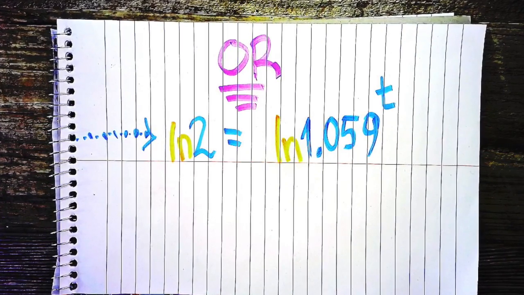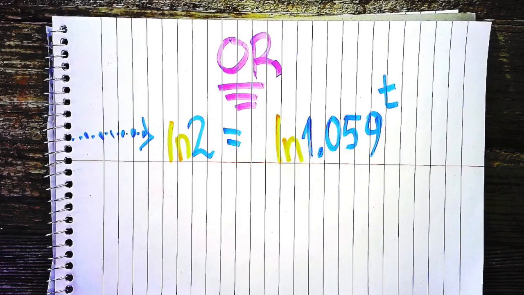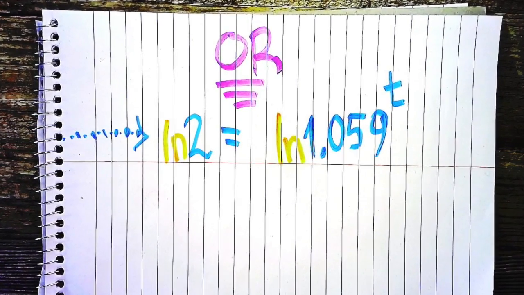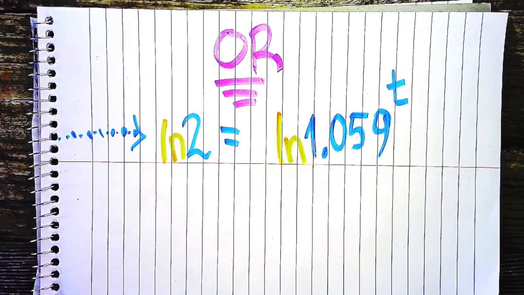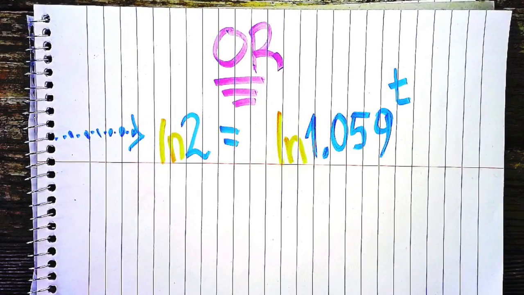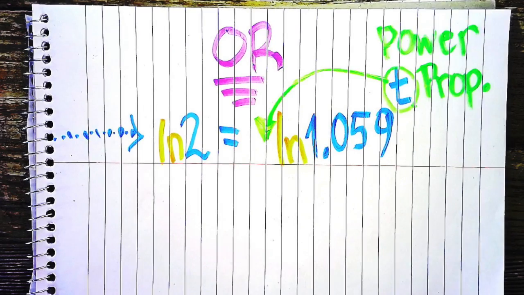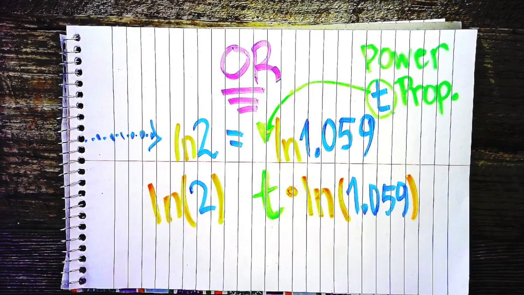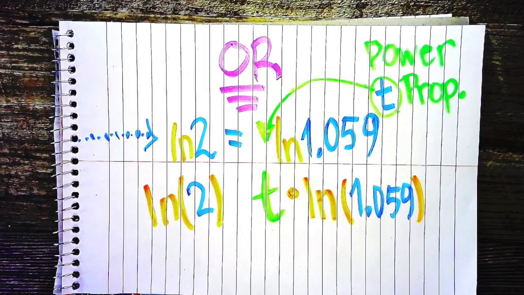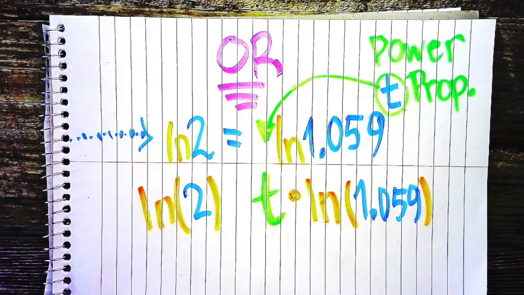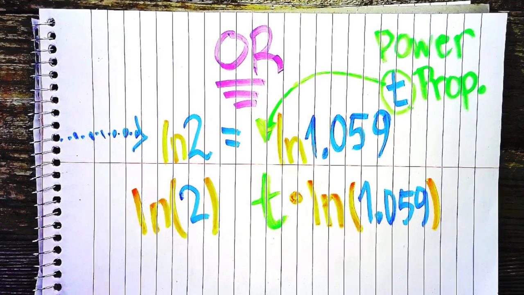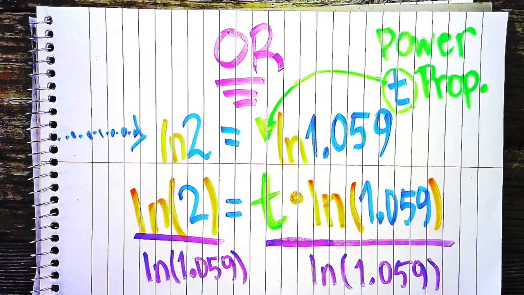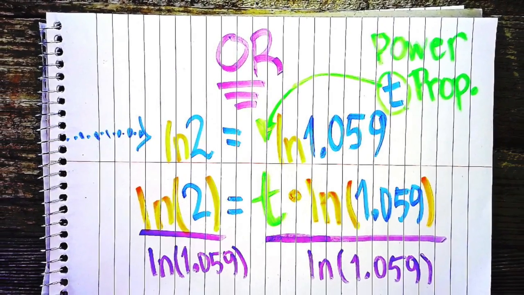After we take the natural log of both sides, since we have one term raised to a power on both sides, 2 is raised to the first, and 1.059 is raised to the t, we can now use the power property to bring the t exponent out in front of the ln 1.059. In order to get that t alone, isolated, solved for, we need to divide both sides by ln of 1.059.